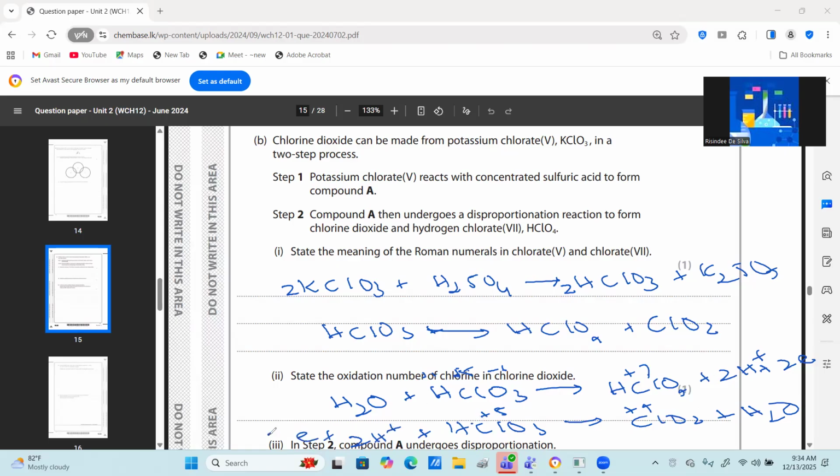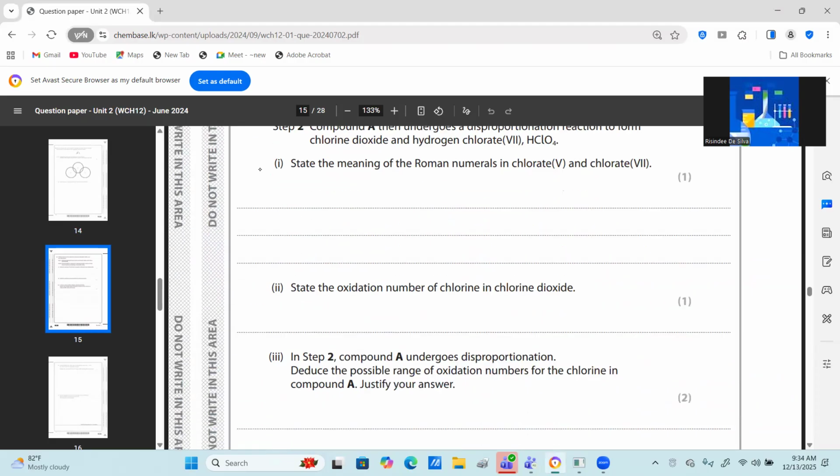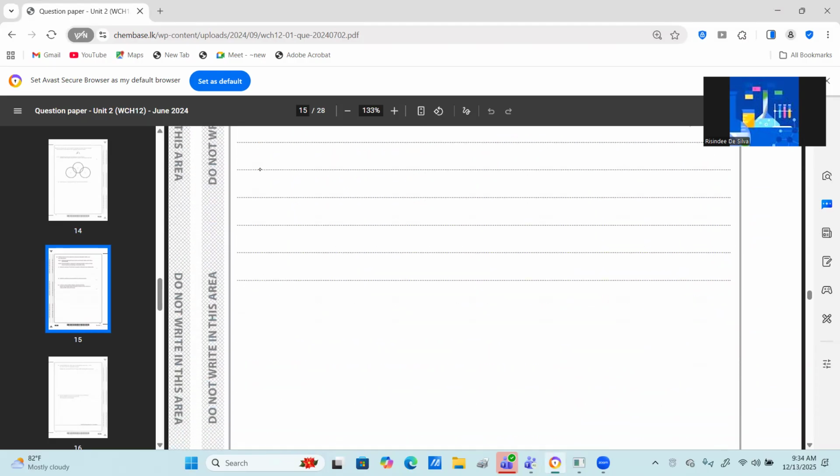Then I have to multiply the whole equation by 2 to equal the number of electrons. Then 2, 4 will cancel out, 2H will remain, one water will remain, electrons will cancel out. So 2 and 1, I will get 3 HClO3, 2 ClO2, water, and HClO4. So this is the balanced equation. If it's a disproportionation or if it is a redox reaction, we can use the half reaction method to balance them.